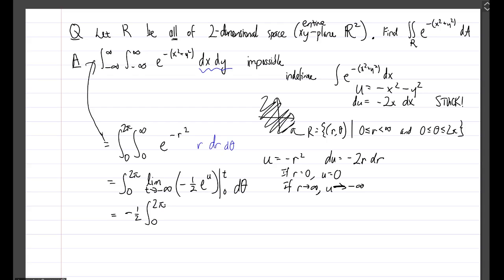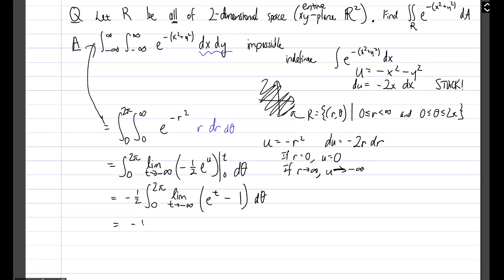Before we, let's just actually write out here the limit as t approaches negative infinity of what? Let's go ahead and do the plug. The negative 1/2 has already been taken care of. But let's write in here, so we've got e to the t minus e to the 0. And e to the 0 is 1. Okay, d theta. And then let's write negative 1/2 integral 0 to 2 pi.